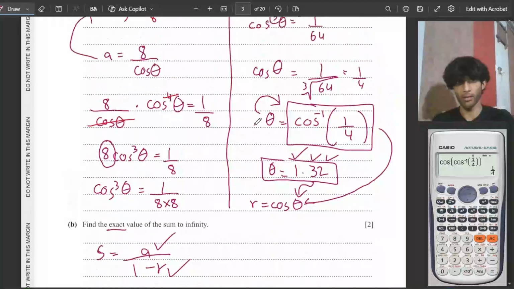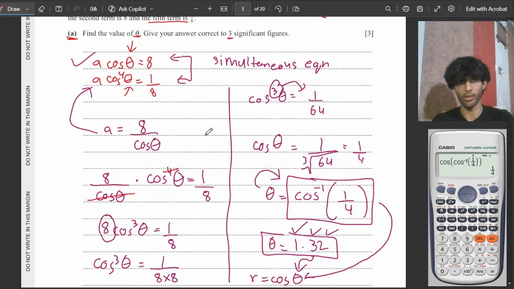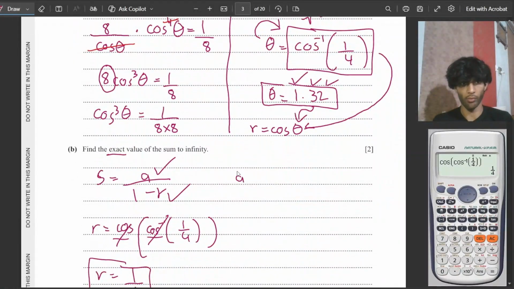Basically, you can use any of these equations: a cosine theta equals 8, or a cosine 4 theta equals 1 over 8. I'm personally going to use the first equation. That one just seems way easier to use. So a cosine theta equals 8, and when I rearranged the equation, I got a equals 8 over cosine theta.